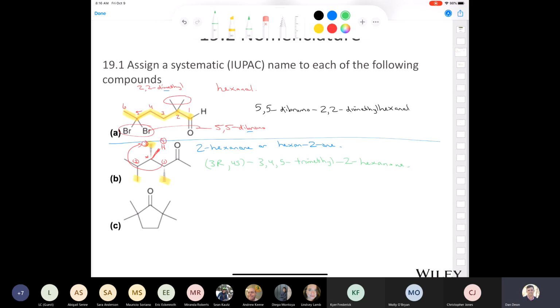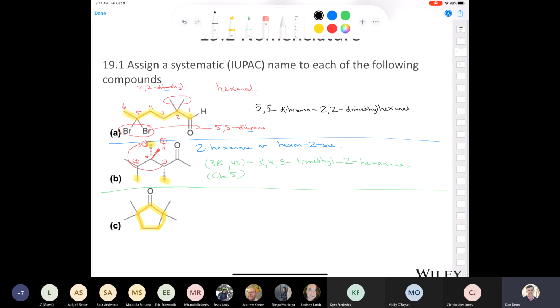Okay, if you're a little bit rusty on your Cahn-Ingold-Prelog rules for assigning stereochemistry, you might need to go back and take a look at chapter 5, which deals with stereochemistry. The next compound is a cyclopentanone. How did I know that? Well, I have the longest carbon chain being this 5-carbon ring. So this is some kind of cyclopentanone.